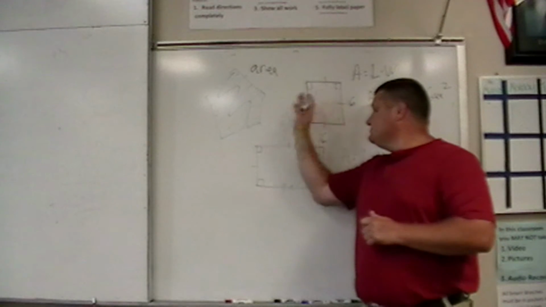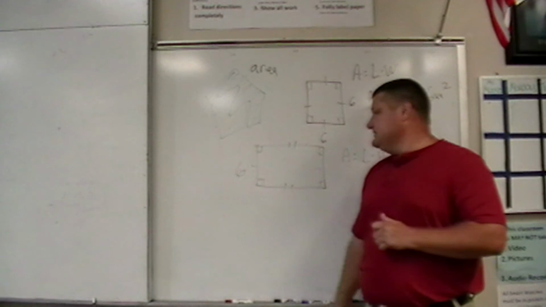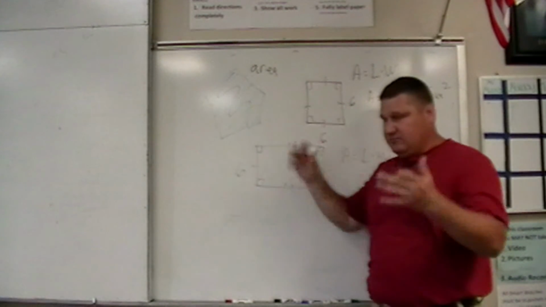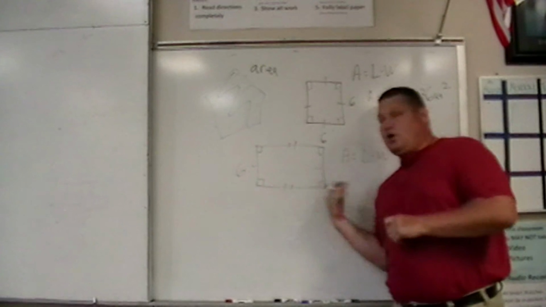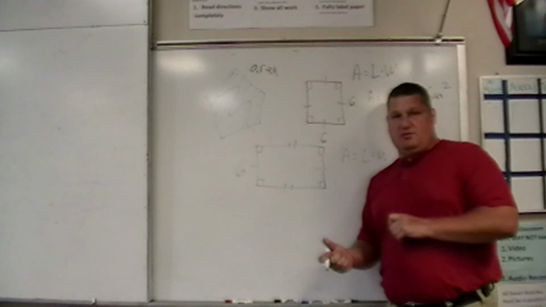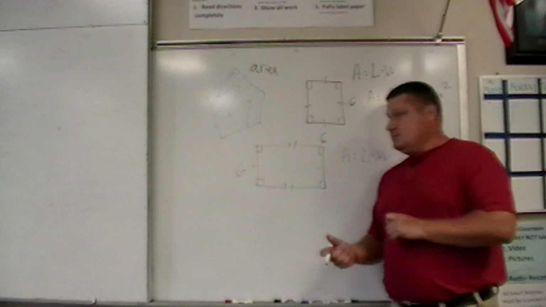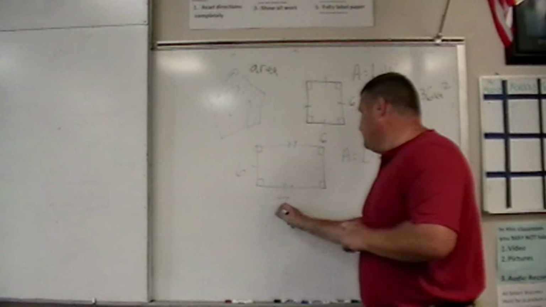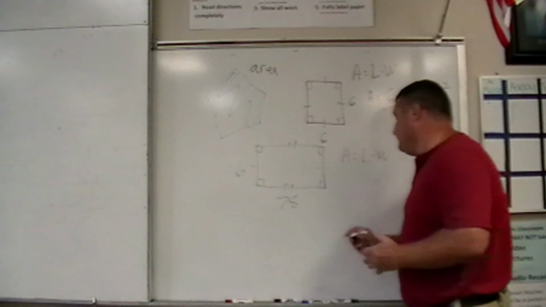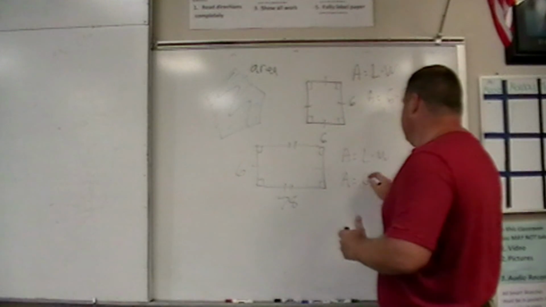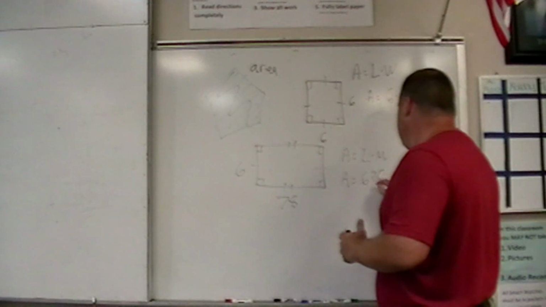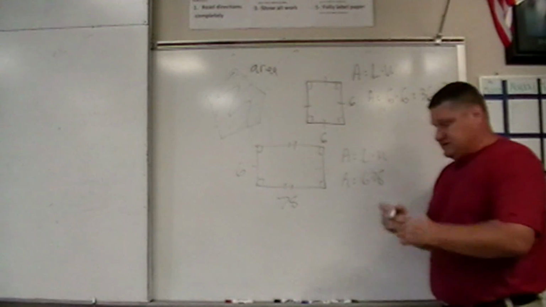Well, let's go ahead and assume, just like this picture up here, that 6 is the height, or length, whichever one you want to call it. What do you want to call the width? What's a width number that we could use here? 78. 78 would be a lot, but that's okay. We could do 78. Area equals 6 times 78, and you would multiply it together, etc.